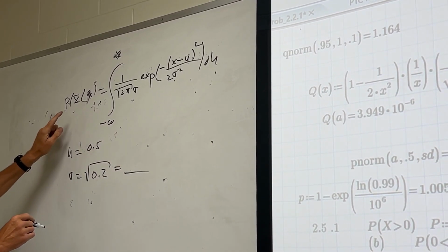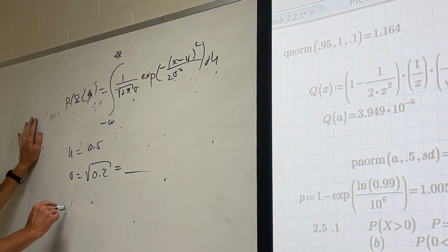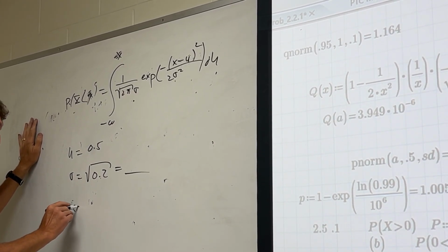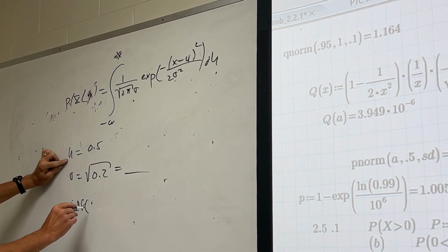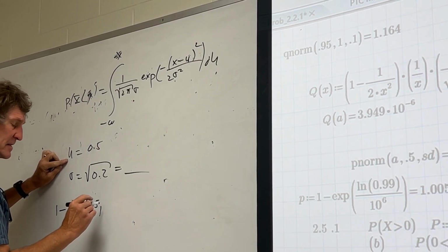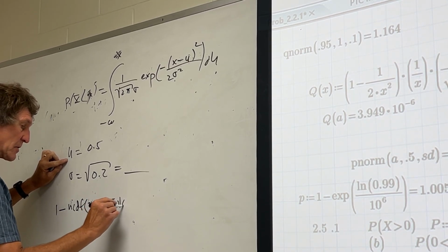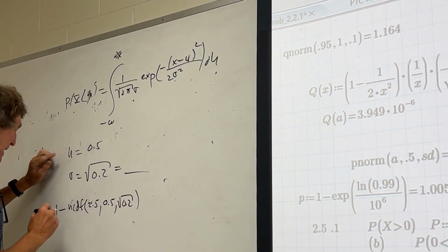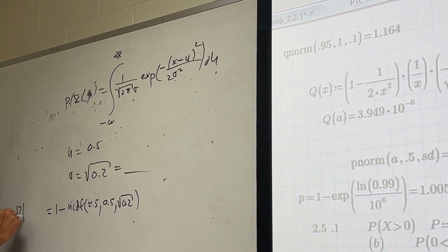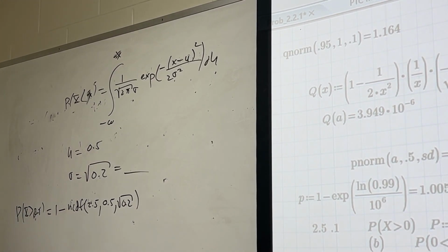With this, remember, this is from minus infinity to x, right? What we want is actually 1 minus this. So we want 1 minus the normal cumulative distribution function, and the value goes here, which is 2.5. Then the mean is 0.5, and then the standard deviation, which is square root of 0.2. And this will be the probability of the random variable x being greater than 2.5, right? Yes. Tell me what you get.